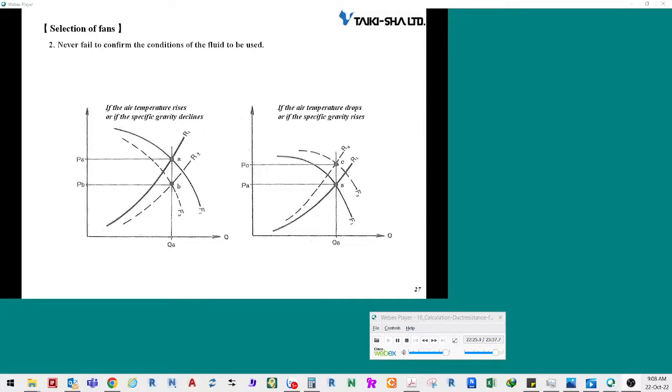For example, the change of performance curve follows the change of set air temperature as shown below. If the air temperature rises, the performance curve shifts downward. The air flow rate is the same. When air temperature drops, the curve shifts upward. If the fan is operated in the same duct system, the flow rate is constant, but pressure and power change.